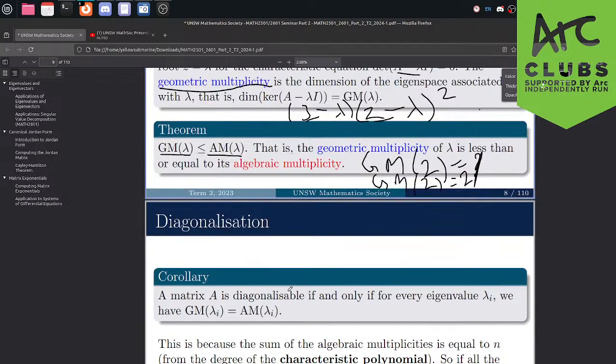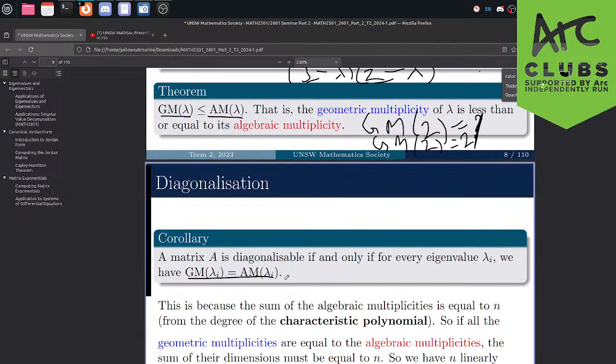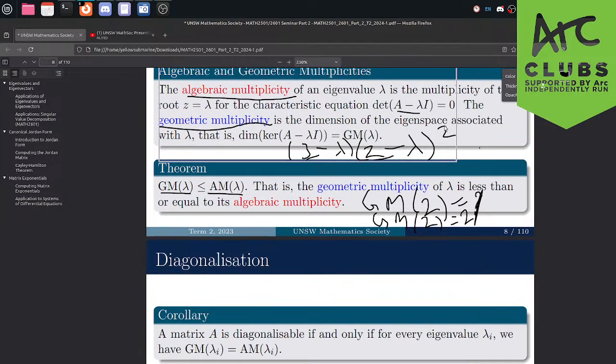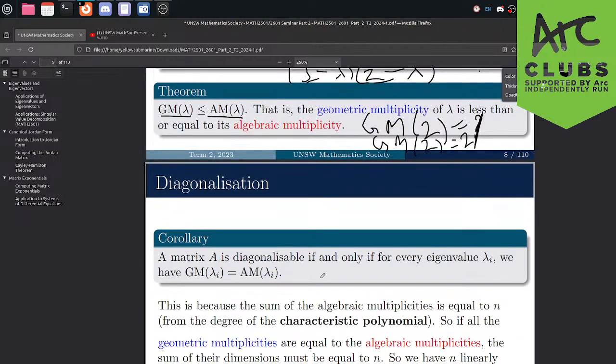So matrix A is diagonalizable if and only if for every eigenvalue lambda i, we have gm lambda i equal to am lambda i. So have a think about why this is the case. Firstly, you must have that the sum of your multiplicities is equal to n, for each of the eigenvalues. So another way to say that is that the sum of am is equal to n.